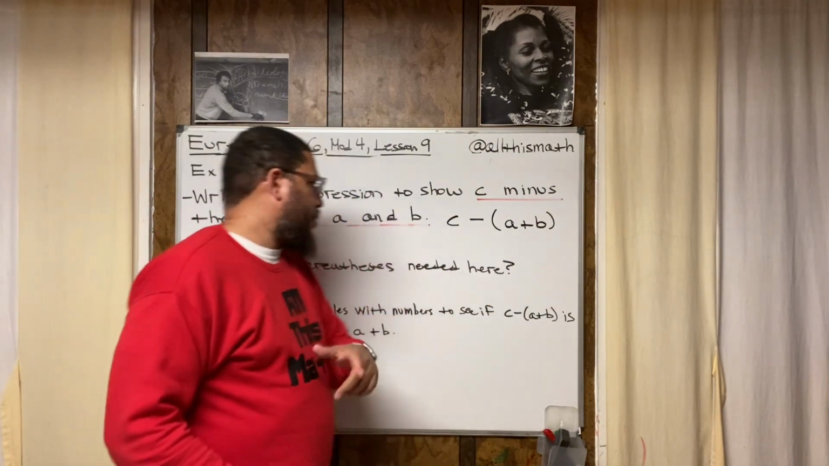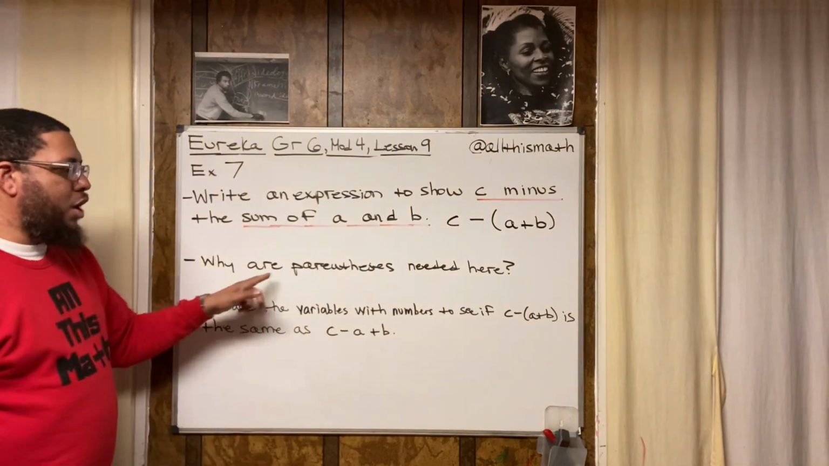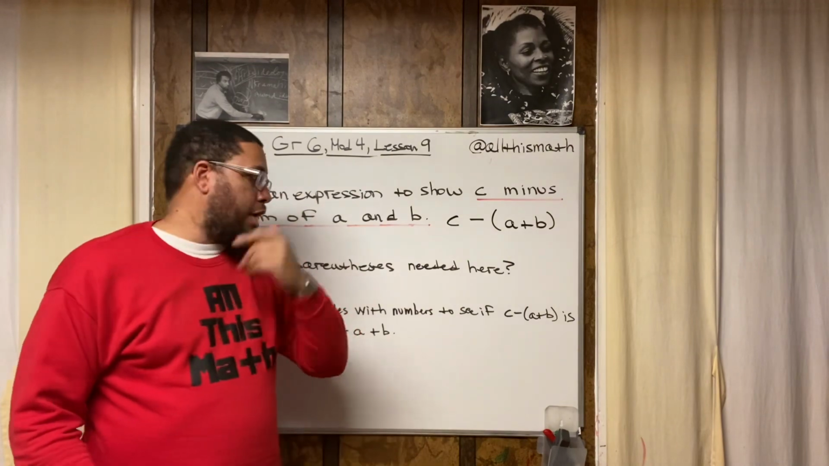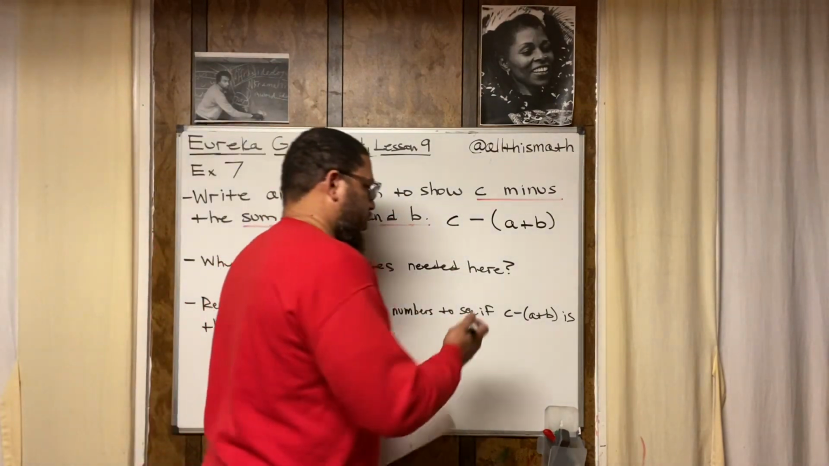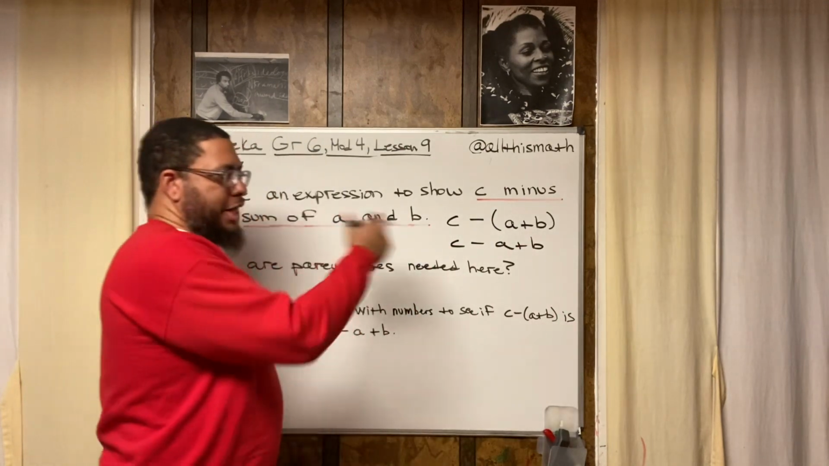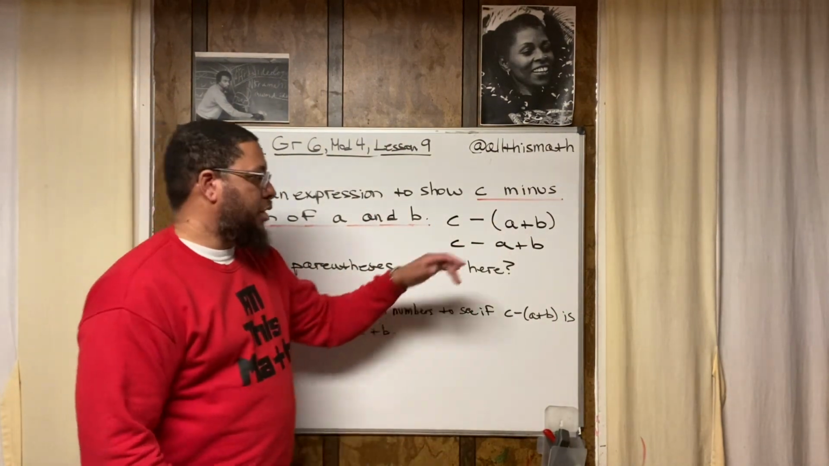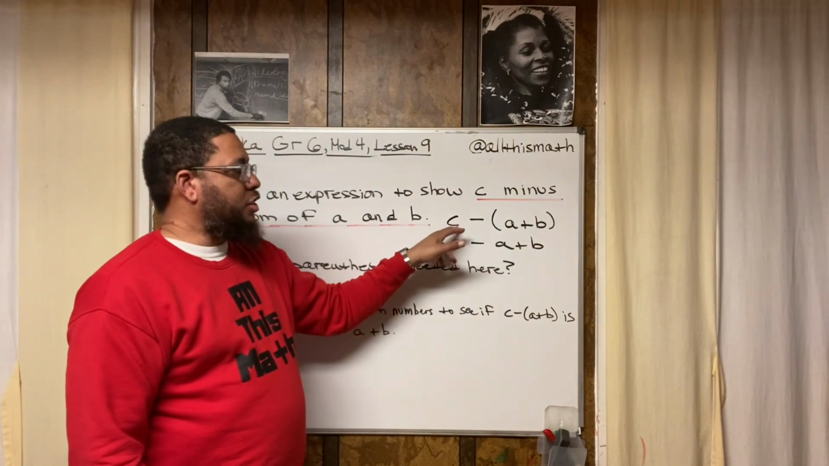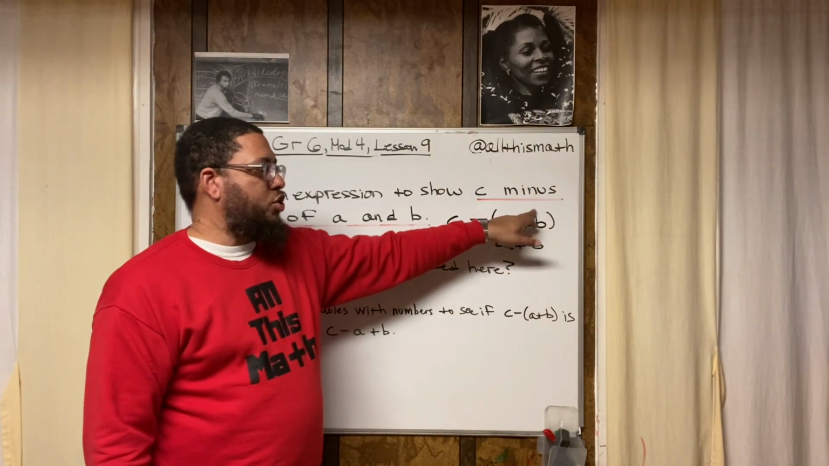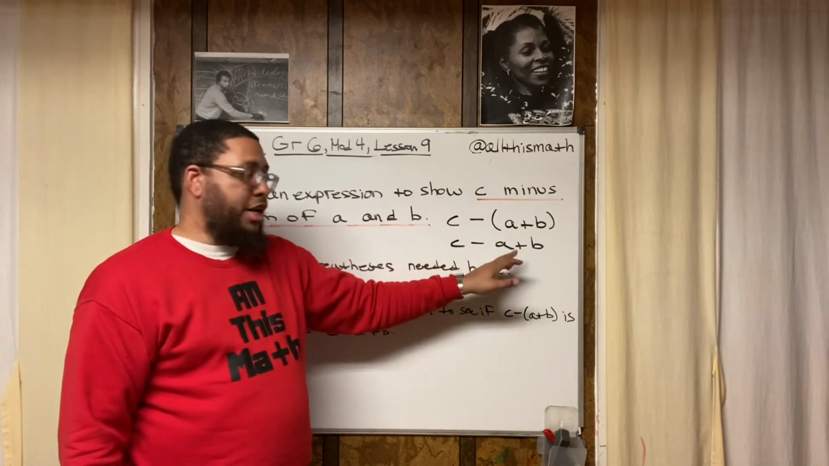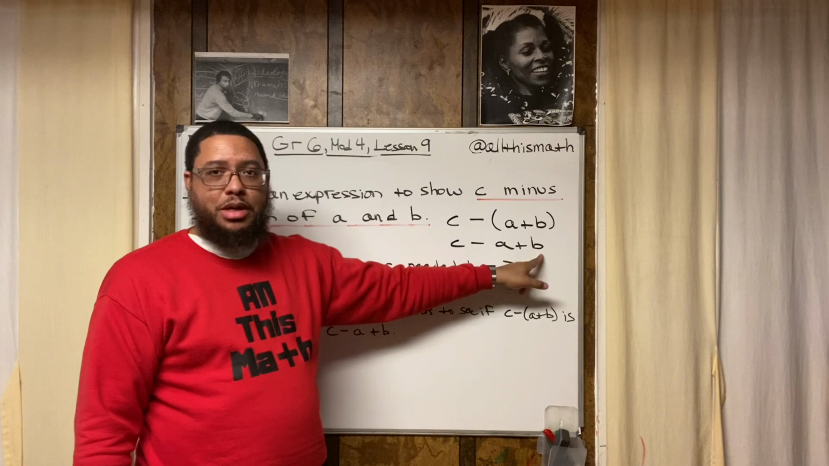Because if I don't, and this is the second question, why are parentheses needed here? Because if I don't use parentheses, check this out. Then it would just say C minus A plus B. That's very different. Because in the first expression that I wrote, the correct one, I'm subtracting the sum of these 2 numbers. This means I'm just subtracting A. And then whatever that difference is, I'm just adding it to B.